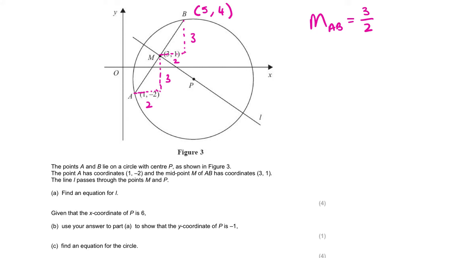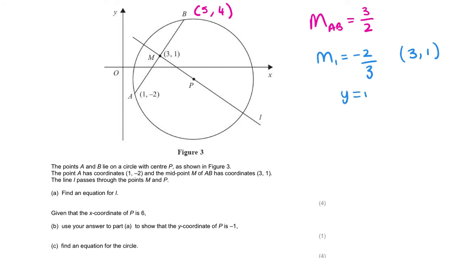So, it then says find an equation for L. First of all, what do we notice about this line L? It's perpendicular to AB. So if I know my gradient of AB, what is the gradient of L? Yeah, the negative reciprocal, which is negative 2 over 3. So this is amazing. And it wants an equation for L, so we have a gradient, and what point lies on L? Our midpoint lies on L. So we have a point, 3, 1, and a gradient.